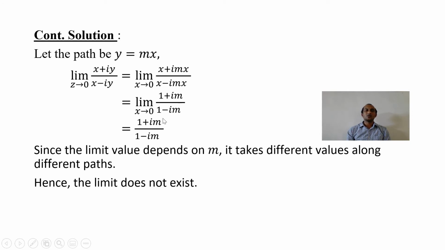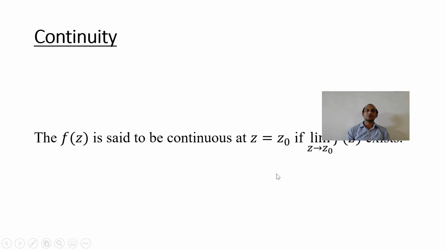So we get for path y equal to mx, the limit depends on the value of m. That means it takes different values along the different paths. That means if we take m different, then we get a different path, so the value of the limit is also different. Hence the limit does not exist. So for this type of problem we can apply path methods.